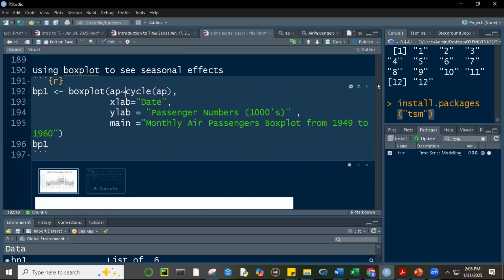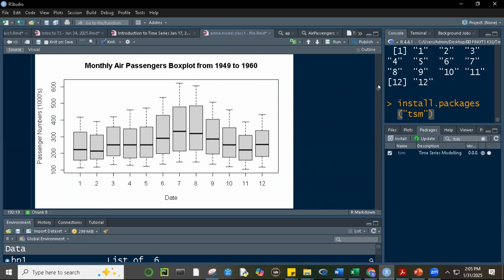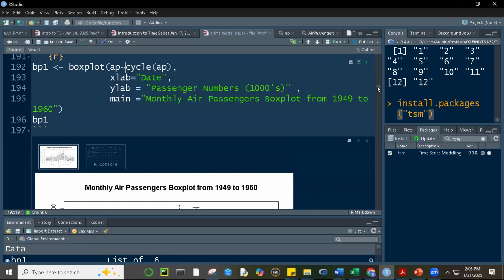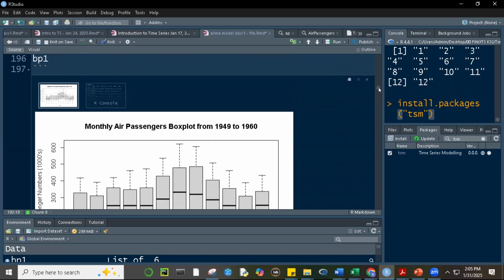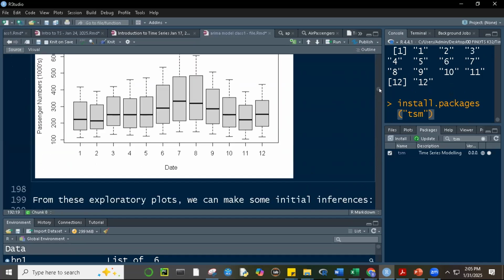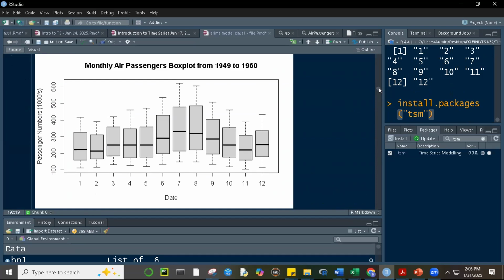Okay, there you have it. And notice that since we use cycle here, AP should be associated with the cycle of AP. So a while ago we ran cycle, right? And it's 1 to 12. And 1 pertains to the first month. So this is the box plot for January, February up to December. So this is monthly because of the cyclicality.